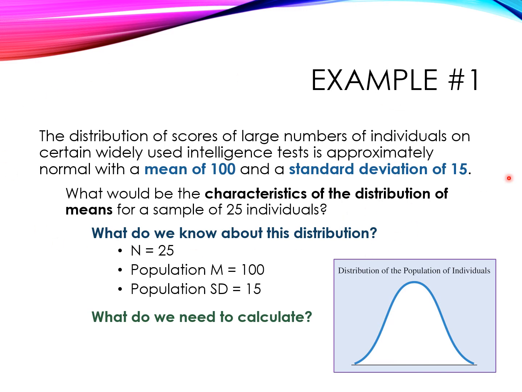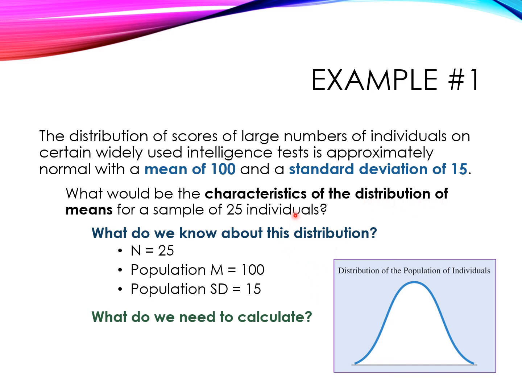So from this information right here, and this is similar to what's given in the homework, what do we know about this distribution? We know that this is a normal population of individuals, okay, that we're talking about. And this is the information we have so far. And we're going to get information about our distribution of means from this information.